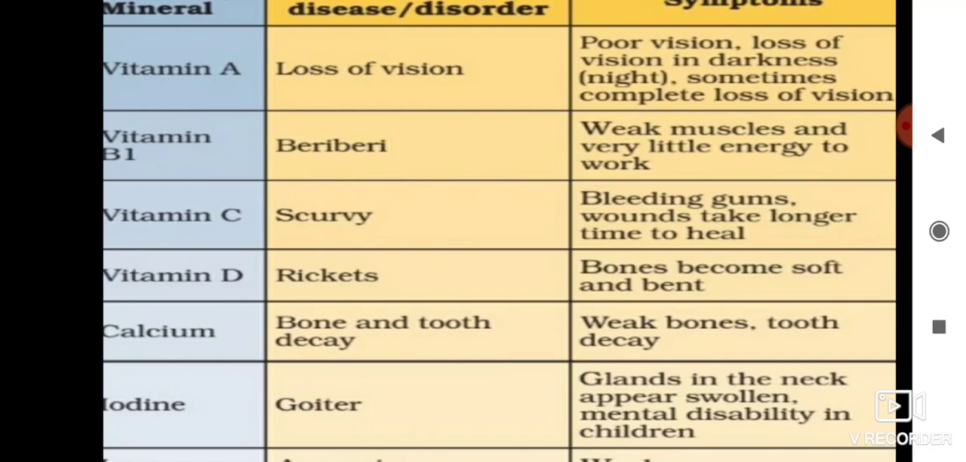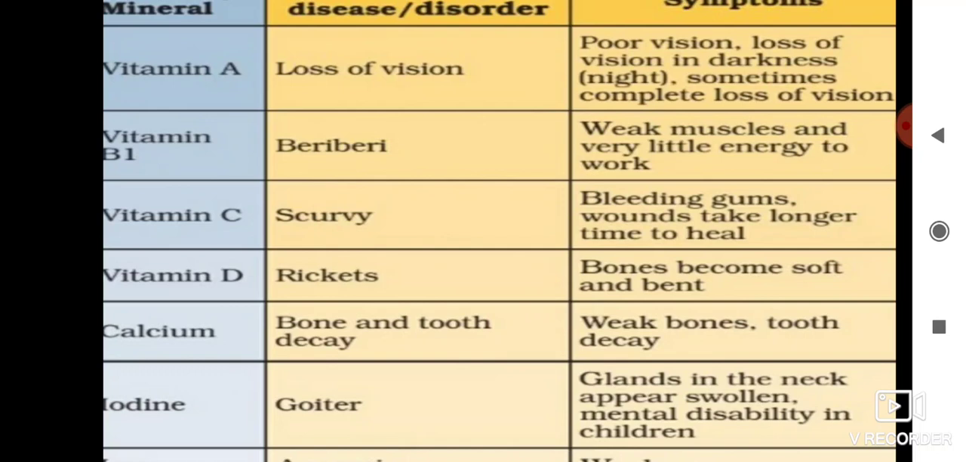Suppose you do not consume vitamin A. Vitamin A is a type of vitamin. If you do not consume vitamin A food items properly, then we will suffer from loss of vision. Loss of vision takes place when you do not consume vitamin A. What are the symptoms of loss of vision? Poor vision: you cannot see things properly.